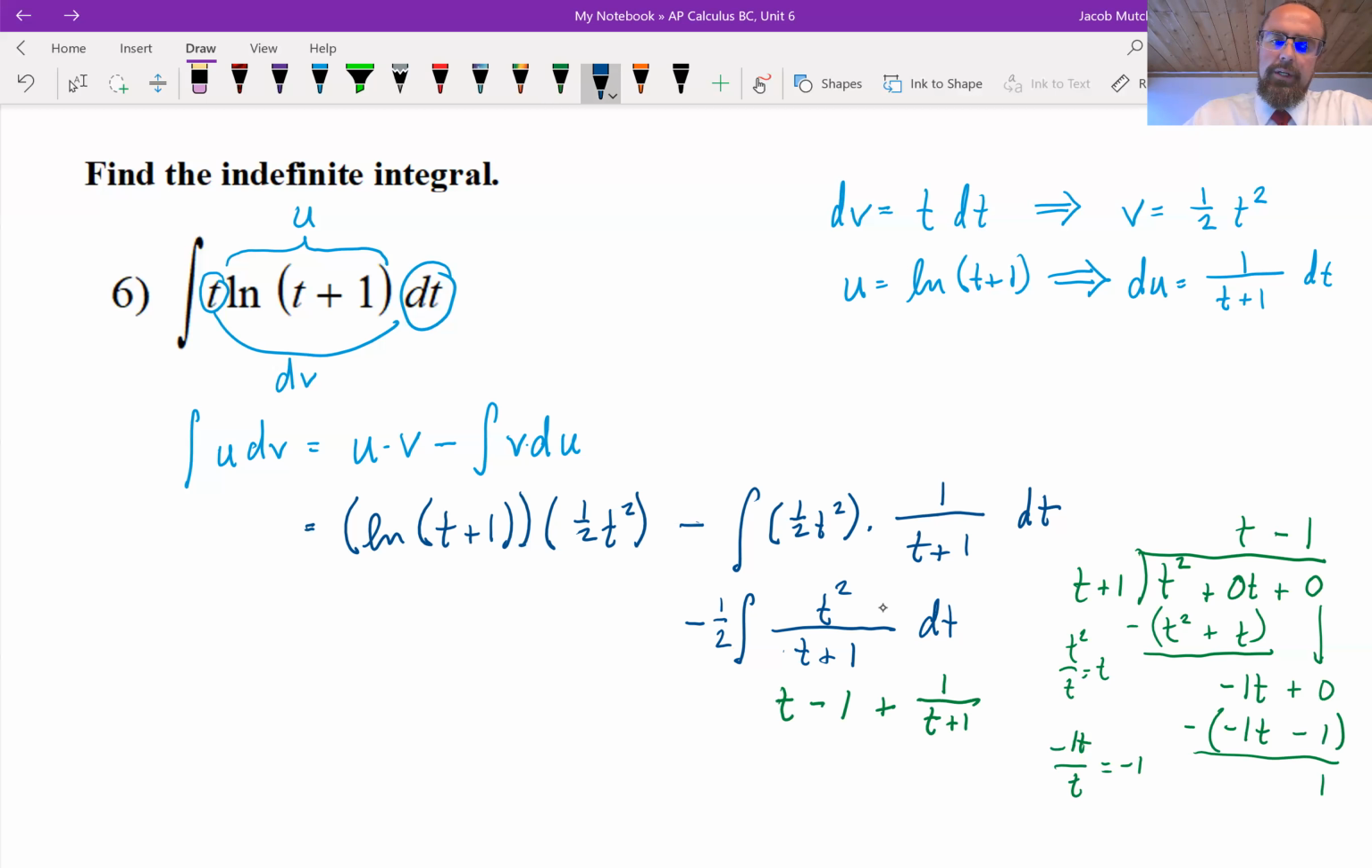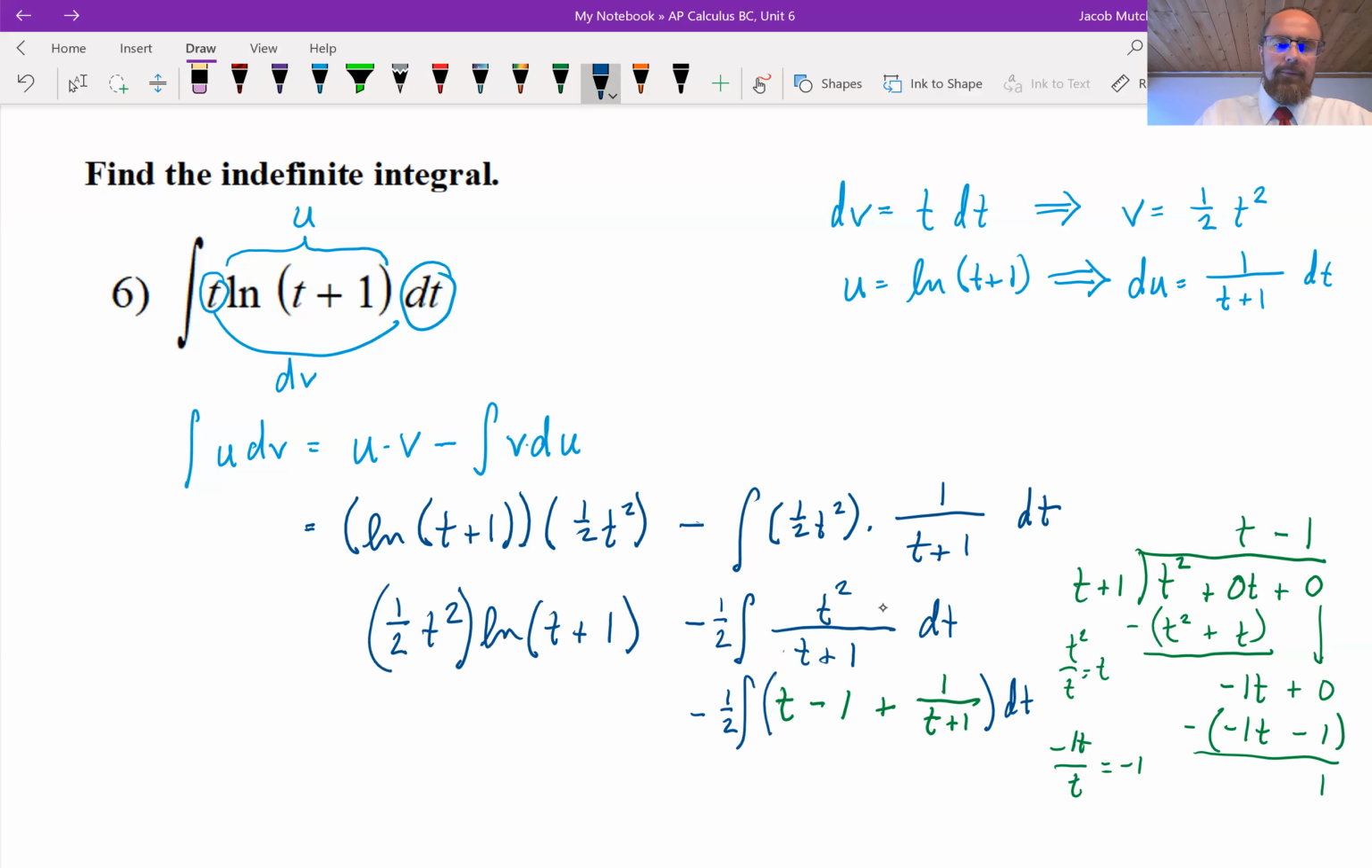And that's what I want to integrate. That's going to be simpler than the original fraction where the power was higher in the numerator than in the denominator. So again, I'm going to bring back the pieces that we kind of left behind. Let's change the order here in this first group of terms. So it's half t squared times natural log of t plus 1.